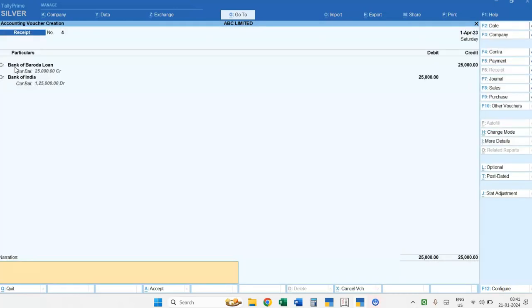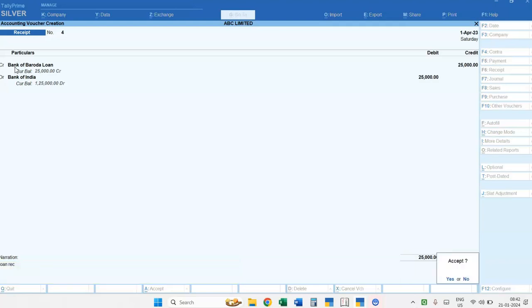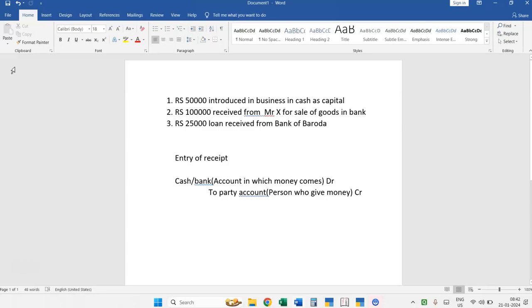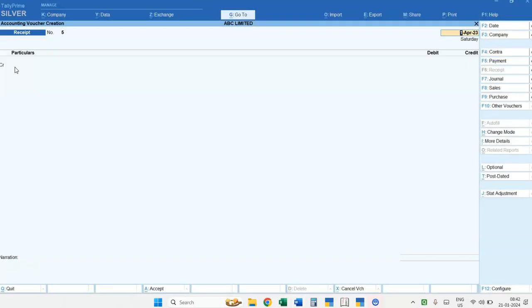So what will be the entry? Bank of India account debit to Bank of Baroda loan account. Here I will write down my narration, that is, loan received, and press enter till the last. So my receipt entry will be saved. So in this way, in your TallyPrime 4.0, you can make the receipt entry. I hope you will understand. Thank you.